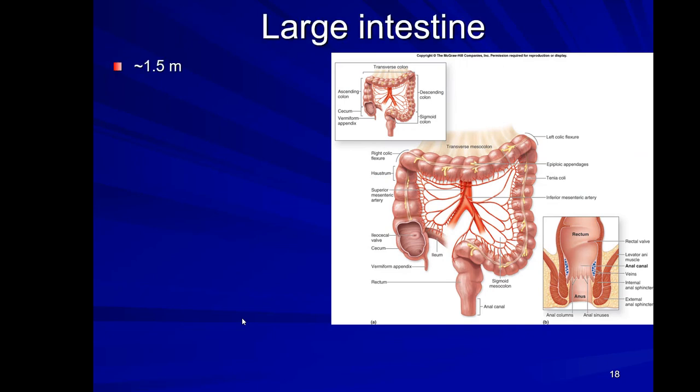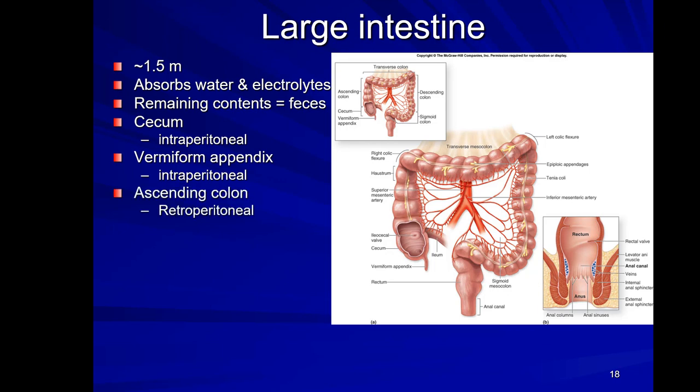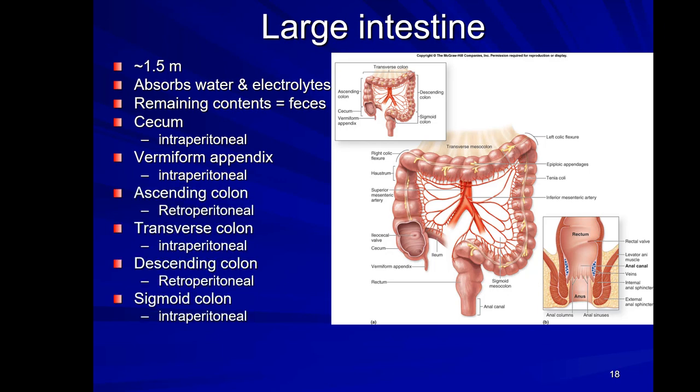So moving on to the large intestine. The large intestine is kind of your last chance to absorb stuff. So it absorbs a lot of water and a lot of electrolytes. So water and electrolytes being absorbed here is really important. Anything that's not absorbed here in the large intestine is eliminated as feces.